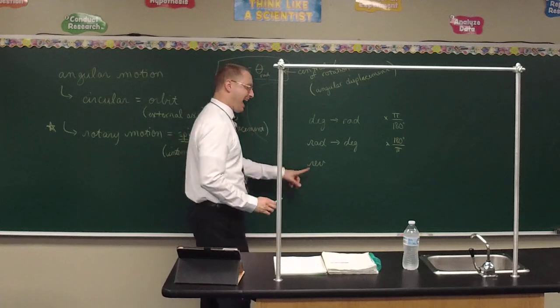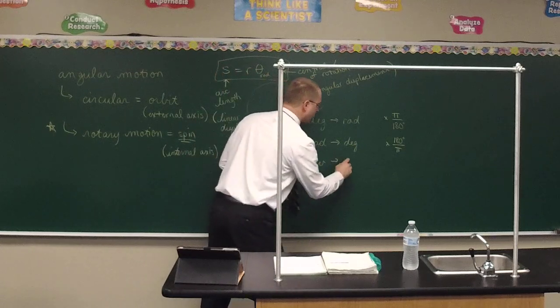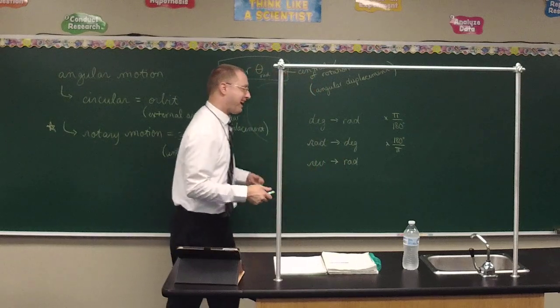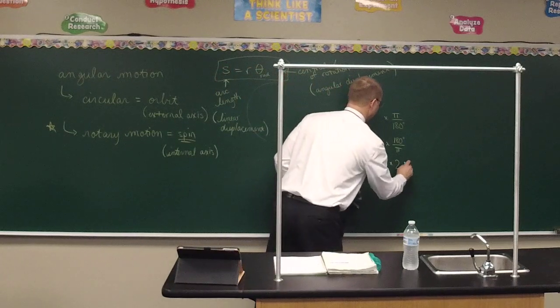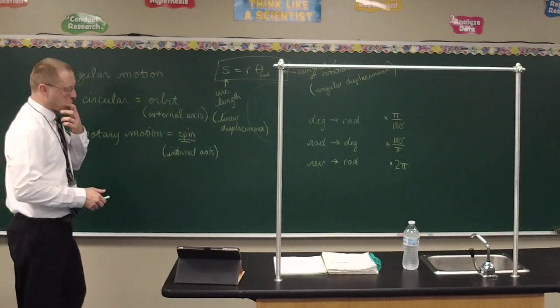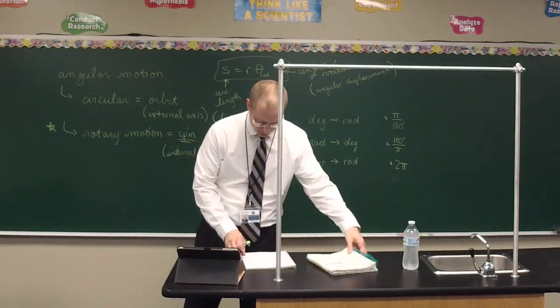So oftentimes we'll have revolutions, meaning complete spins, and we will want to convert that into radians. Well, if you remember that a complete spin takes 2 pi, all you have to do is multiply by 2 pi, and you've got the radians. So, 3 conversions that we'll need to know and be able to use in this chapter.